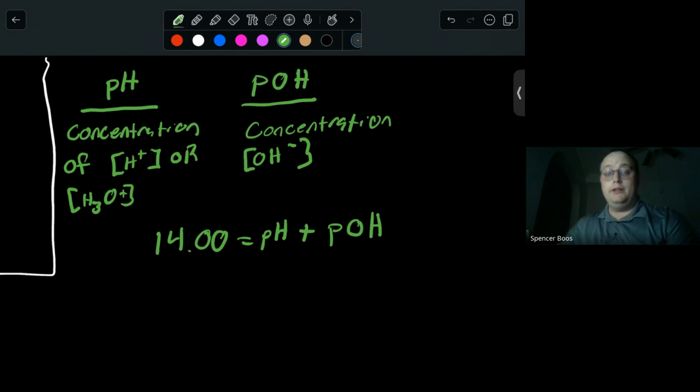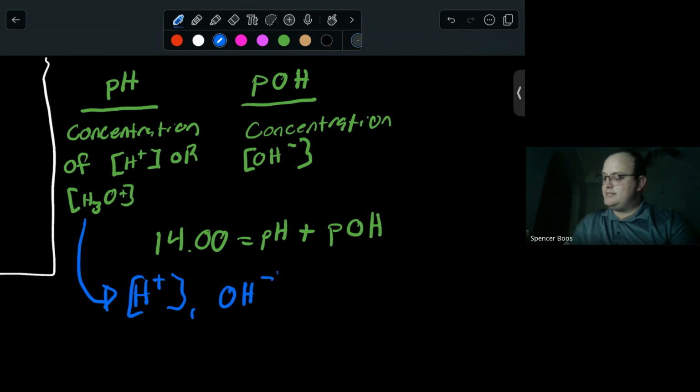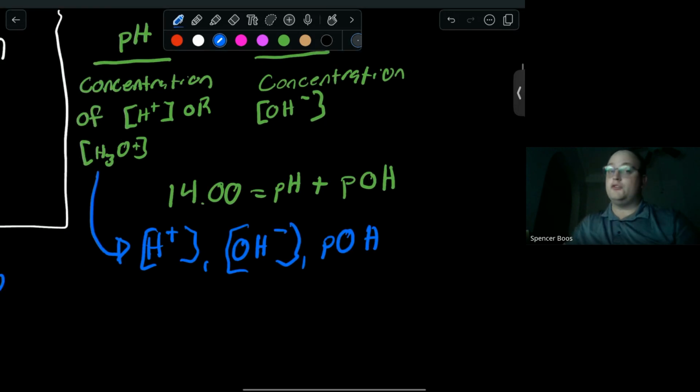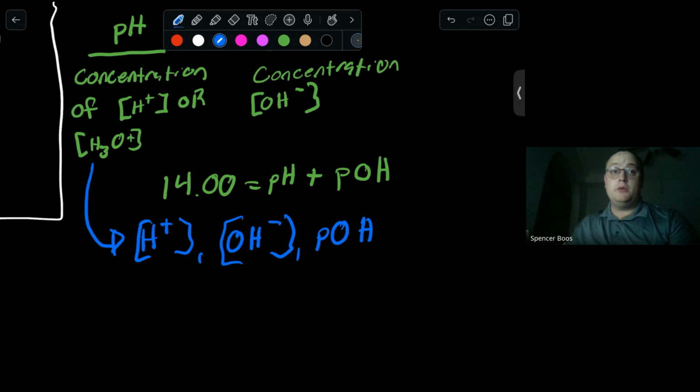For calculating these, you can calculate pH from the H plus concentration, the OH minus concentration, or pOH. Now, of course, these formulas will be given on the exam. We're going to do a short example about it before diving into the differences between the Bronsted-Lowry and the Arrhenius theories of acids and bases.